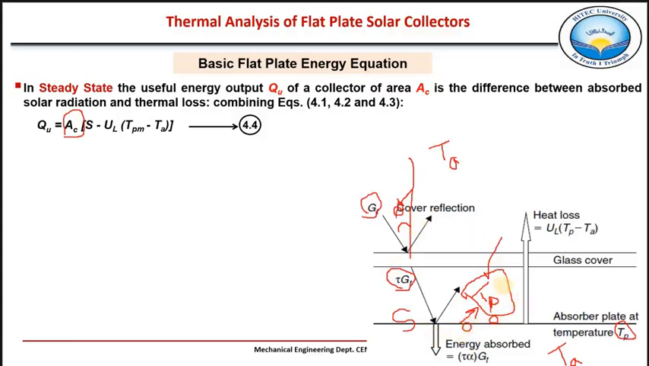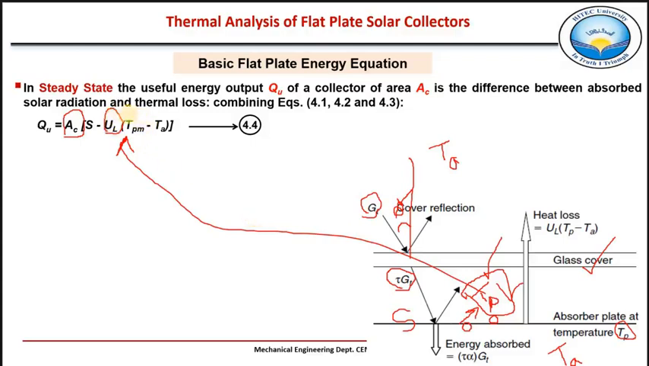So all these parameters are actually affecting this TP, and this TP or TPM is necessary to calculate the useful gain of the solar collector. And also in the calculation of this U, which we will discuss next, the overall heat transfer coefficient, we cannot calculate this overall heat transfer coefficient without the knowledge of this plate temperature and glass cover temperatures. Right.